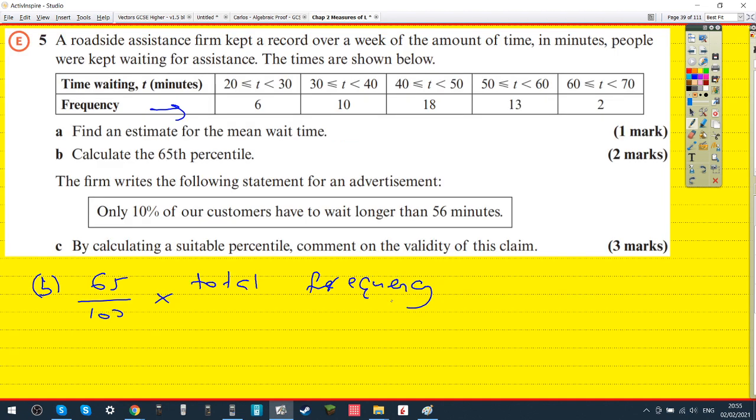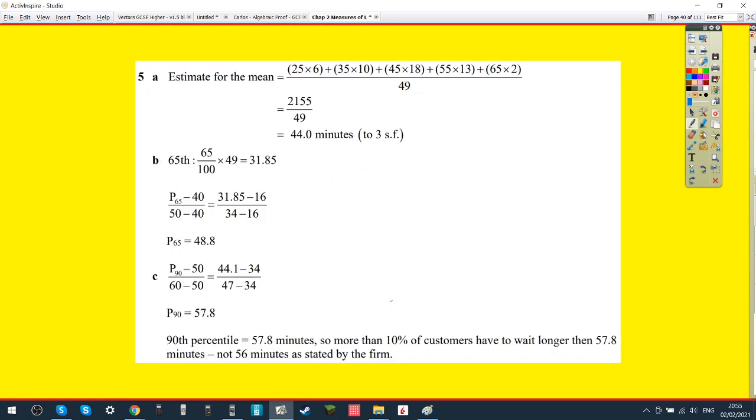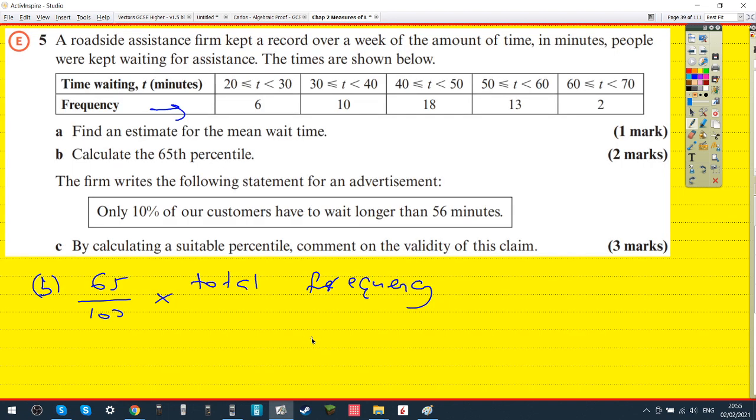Only 10% of our customers have to wait longer than 56 minutes. You could do the 90th percentile, might be the easiest way to do that, and see if it's 56, less or more. So the 90th percentile is 57.8. And so do only 10% of their customers have to wait longer than 56 minutes?